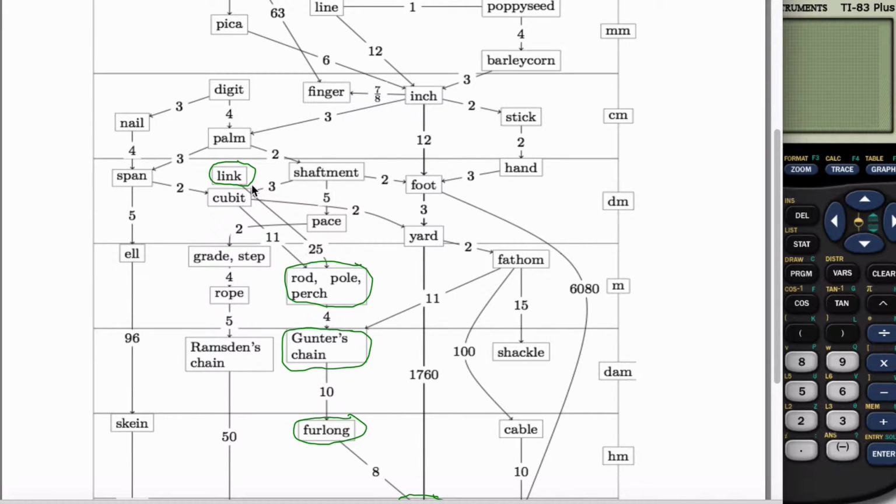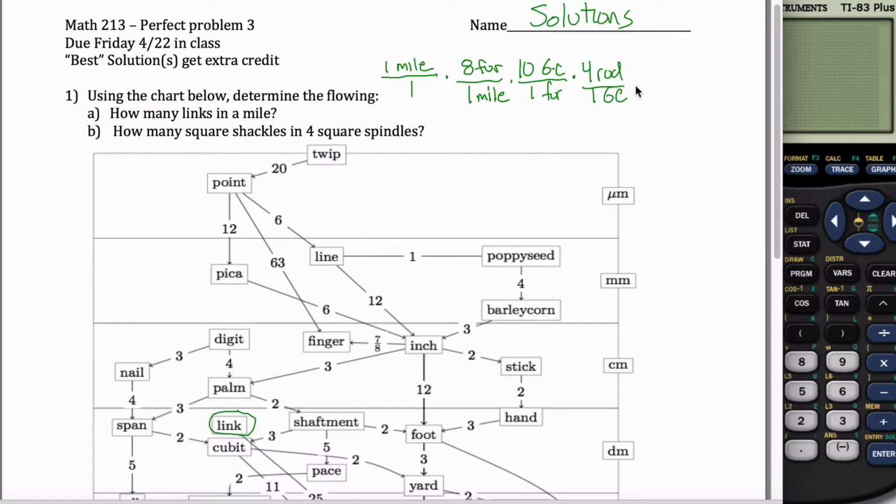And then finally, I can get from here 25 links is one of those things. So I could write 25 links divided by 1 rod. That's equal to 1. And if I do that multiplication, well, let's see what happens. Miles here cancel. Furlongs here cancel. Gunter chains here cancel. Rods here cancel. And so what I'm left with is going to be in inches, which is a good thing. No, links is what that says. It kind of looks like inches with my bad handwriting. But I'm supposed to say links. And so all I got to do is figure out what this thing's equal to.